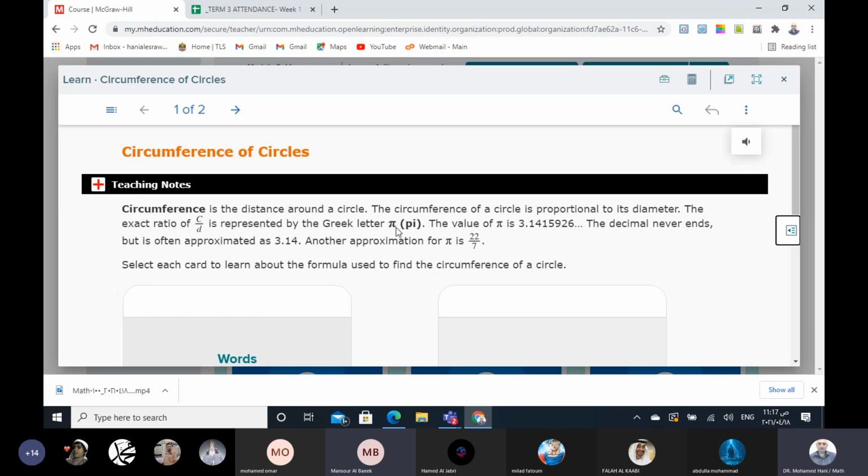So we have two values for pi. Pi equals 3.14 as a decimal, and pi equals 22/7 as a fraction. We can use either value, since they are equal.